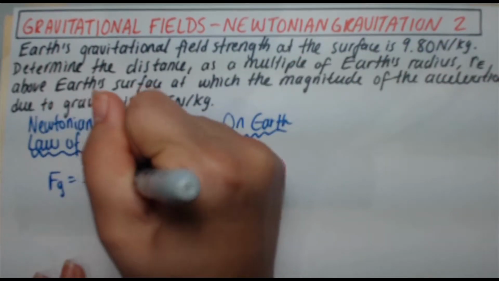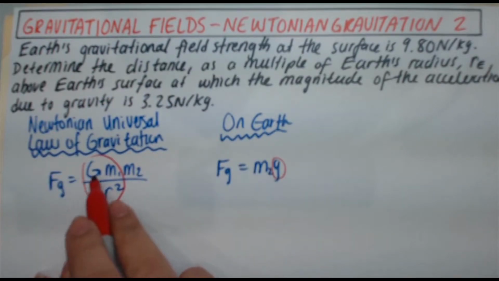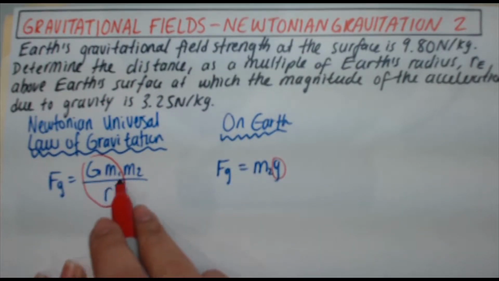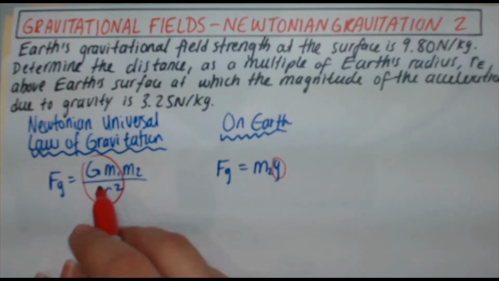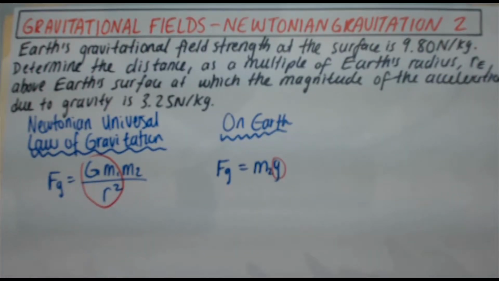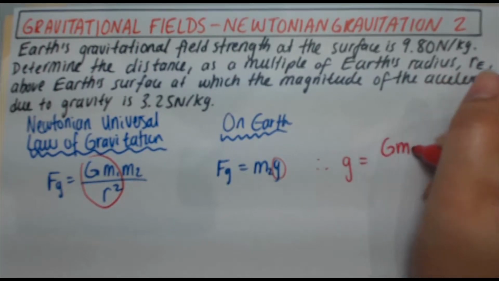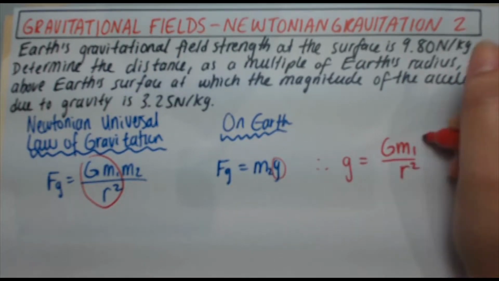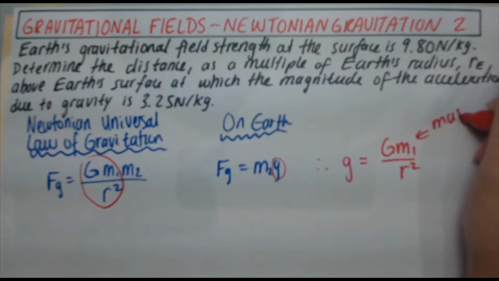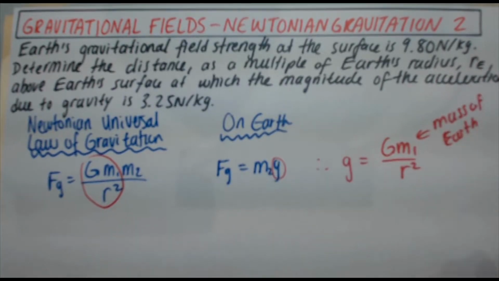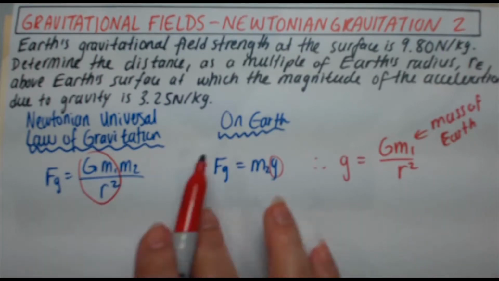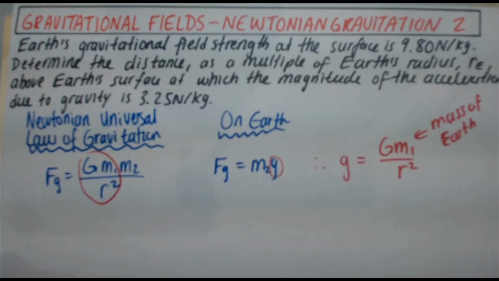So by looking at the two formulas like this, you can see that g, the acceleration due to gravity, is essentially the universal gravitational constant times the large mass causing this acceleration divided by the distance between their centers squared. So we can say that g is equal to Gm1 over r squared. So m1 is the mass of the Earth. You can do this for any object, obviously, in space. In this particular example, m1 would be the mass of the Earth.